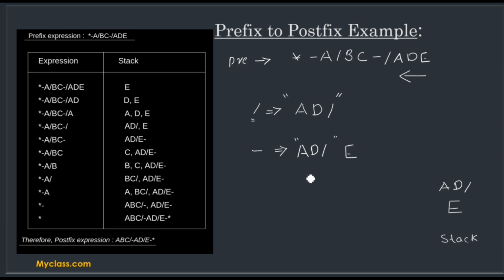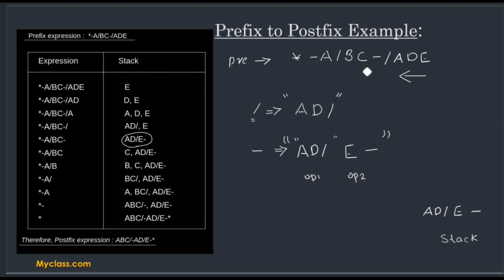So this is operand 1 and this is operand 2. We are making a string like AD division E, then adding this operator into this position. So now this whole thing is another string. Then we are pushing it back to our stack: AD division E subtraction. Now the stack contains only one element, this whole thing: A, D, division, E, subtraction.